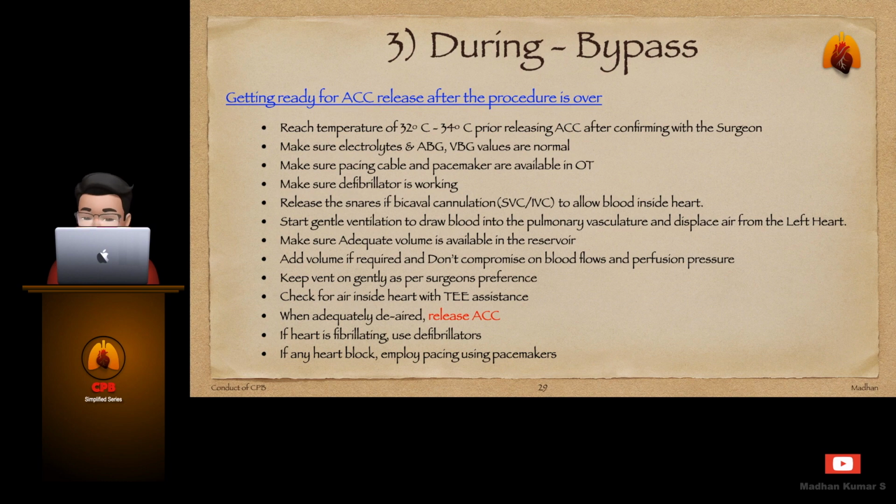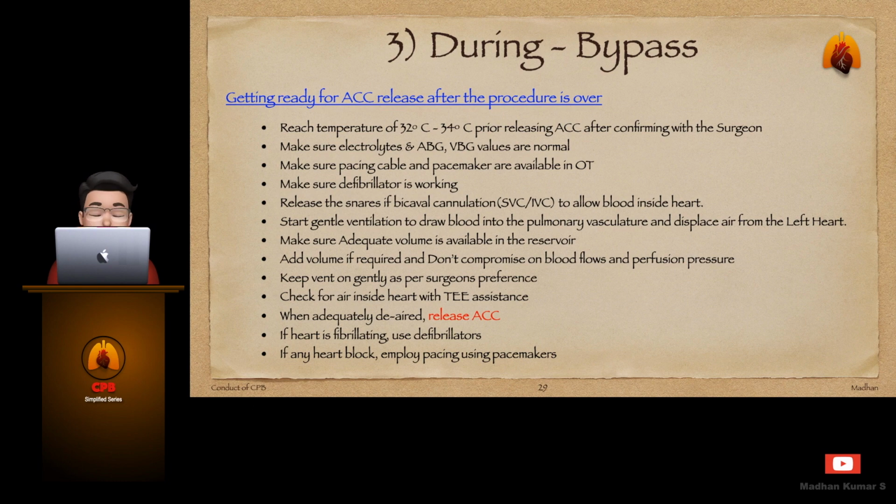After the procedure is over, prior to aortic cross clamp release, come up on the temperature to 32 or 34 prior to releasing cross clamp after confirming with the surgeon. Make sure your electrolytes, ABG, VBG values are normal. Release the snares if bicaval cannulation is done to allow the blood inside the heart. Start gentle ventilation to draw blood into the pulmonary vasculature and displace air from the left heart.